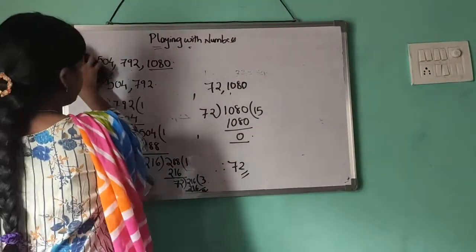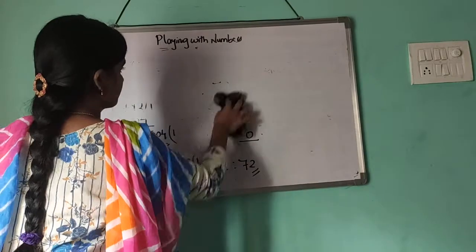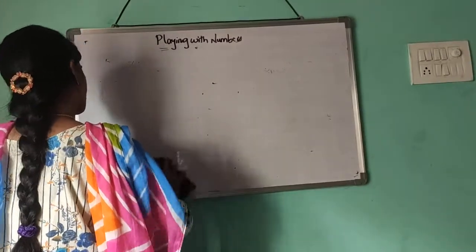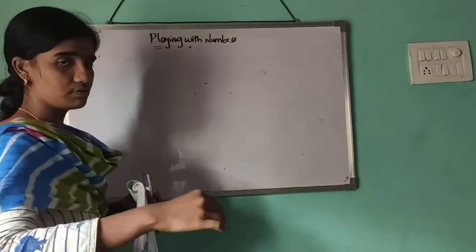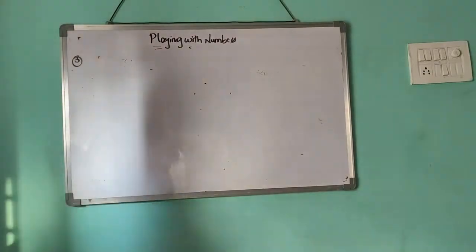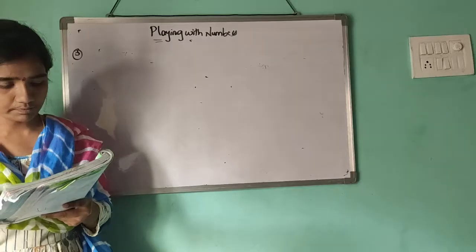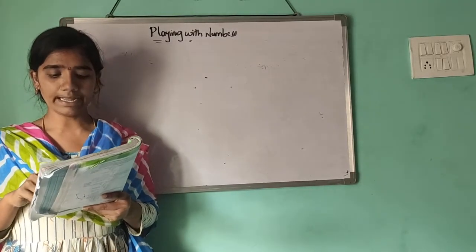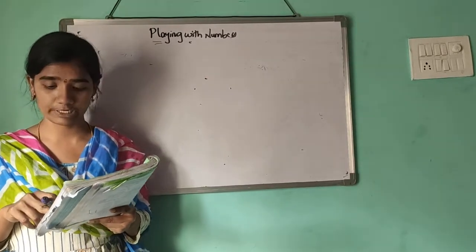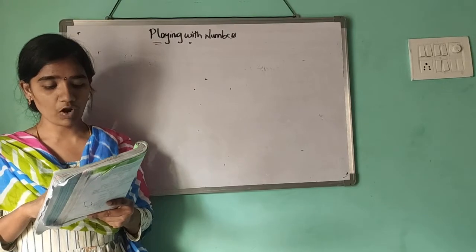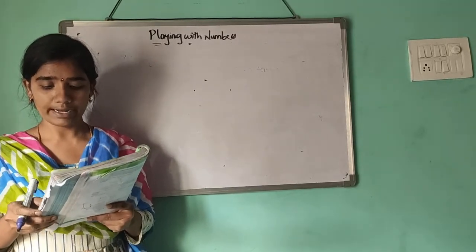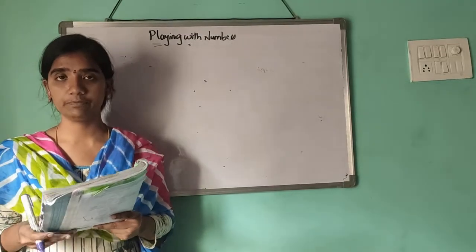Coming to the third sum. The length, breadth and height of a room are 12 meters, 15 meters and 18 meters respectively. Determine the length of the longest stick that can measure all the dimensions of the room an exact number of times.